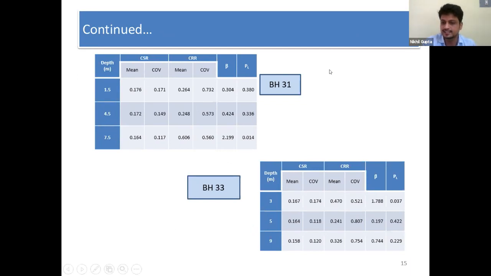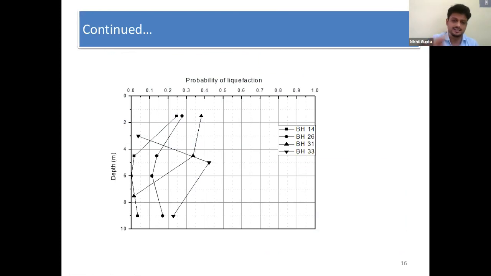And for borehole 33, at the upper layer, there is no chance of liquefaction because the probability of liquefaction is 3% only, but at mid depth, the probability of liquefaction is 42% in these critical boreholes. See, this result can be shown in a graph.